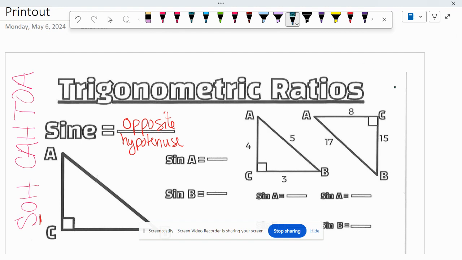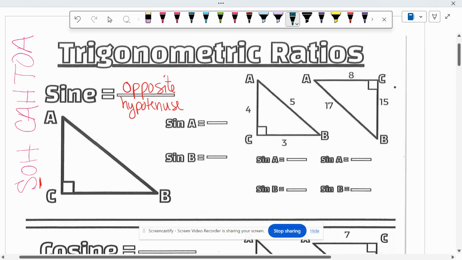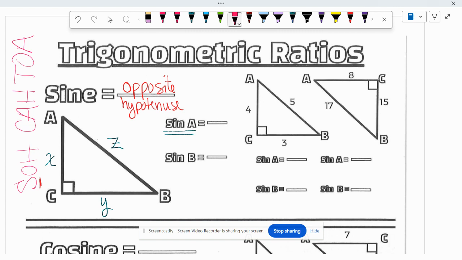I think the easiest way to do this is to label the sides of our triangle. How about if we call this side X, side Y, and side Z? Are you guys okay with that? If I wanted to set up the ratio for the sine of A, from angle A the opposite side is Y over the hypotenuse Z. Does everybody see that? If I wanted to set up the sine of B, from angle B the opposite side is X, and the hypotenuse is Z.